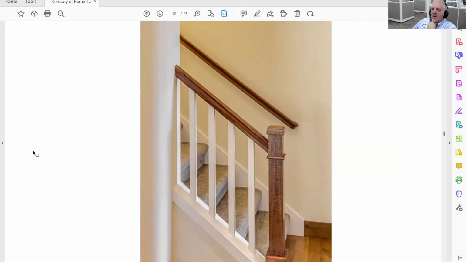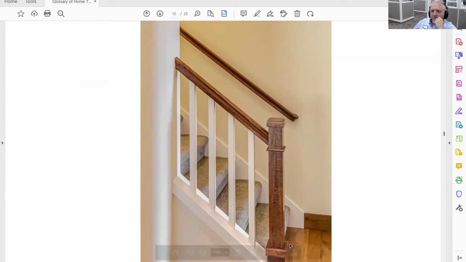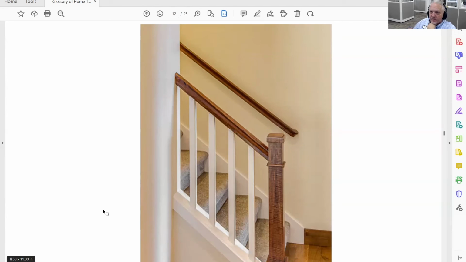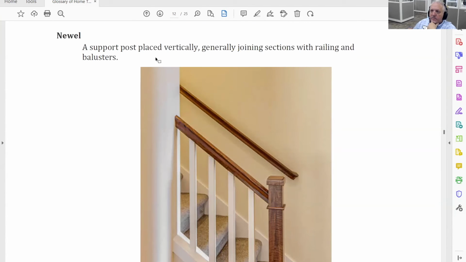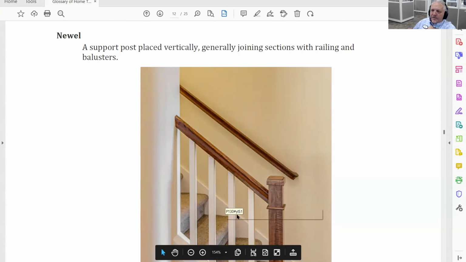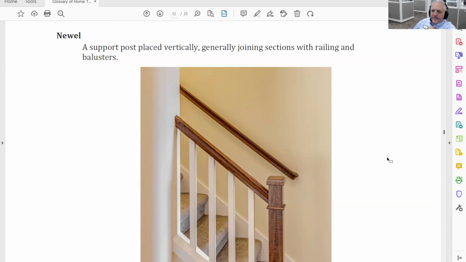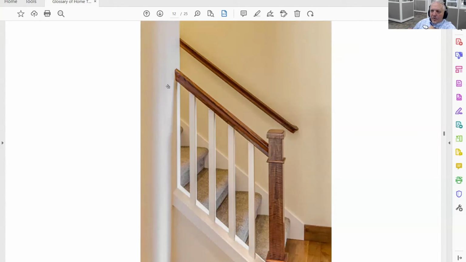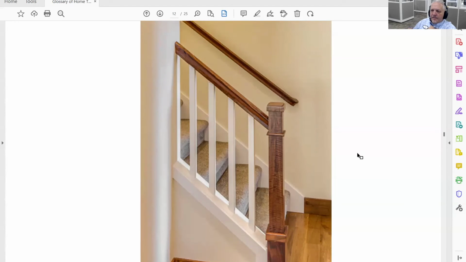Stairs. Let's talk about some stair terminology. What is this? Post. Also called a newel post. There it is, newel. The support post placed vertically, generally joining sections with railings and balusters. These elements that keep somebody's head from poking through or a child from falling down the stairs are called balusters. And of course, what is this part called? The stair rail. Rail. Okay.